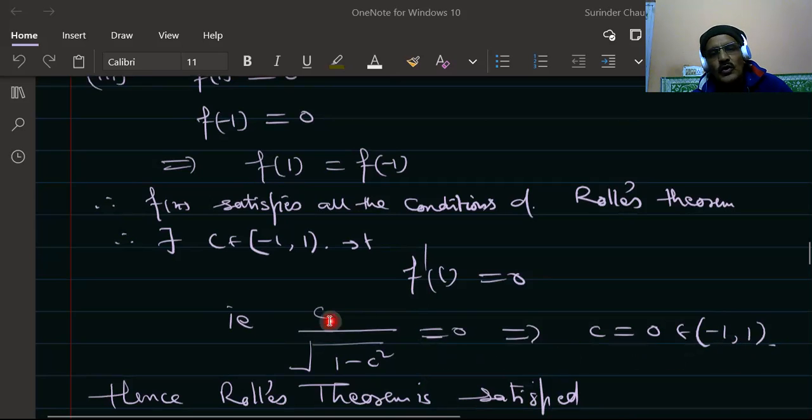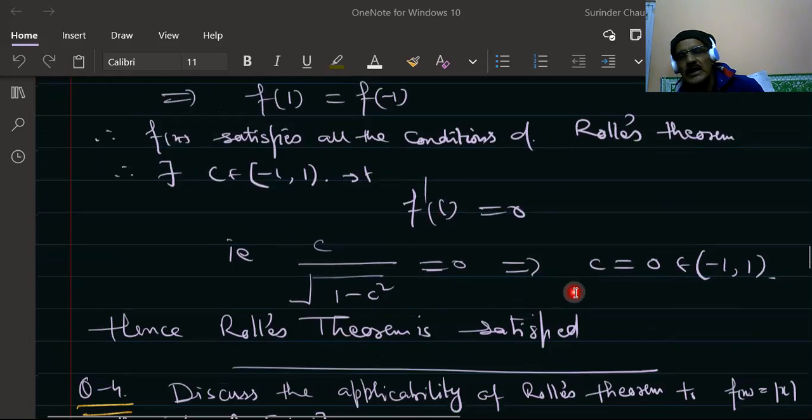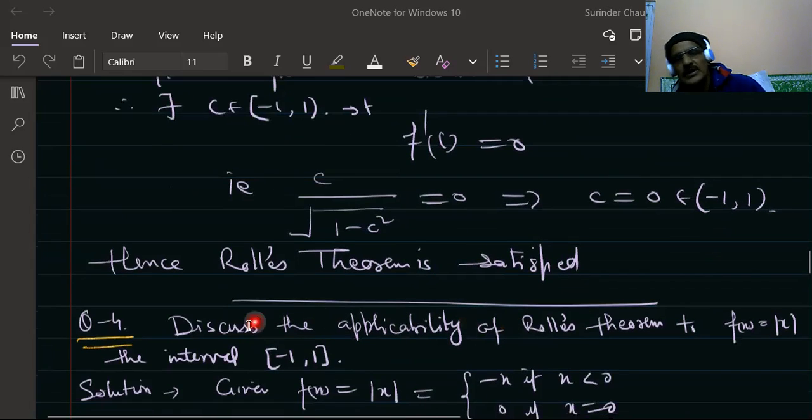So for this to be 0, cross multiplying, c must be equal to 0. C equal to 0 belongs to the interval -1 to 1, which implies there is a point c belonging to the open interval so that Rolle's theorem is satisfied.